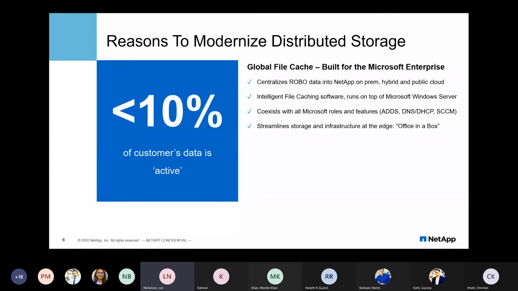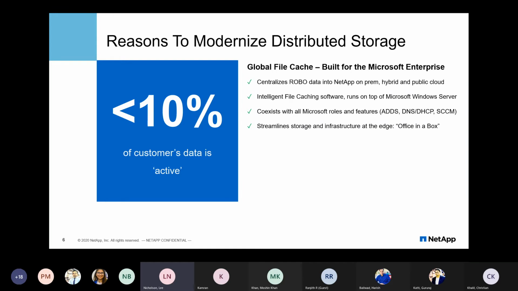So if we look at global file cache, we are actually built on Windows, so we're for Microsoft enterprises. We allow you to centrally consolidate all your remote branch office data into a single set of data, and then provide this intelligent file caching, which will provide the active data set to your customer. And typically we find that active data set is only around 10%. So, it's really important that you can actually have real-time, highly performant access to this data locally when you need it. And that's exactly what we're providing.